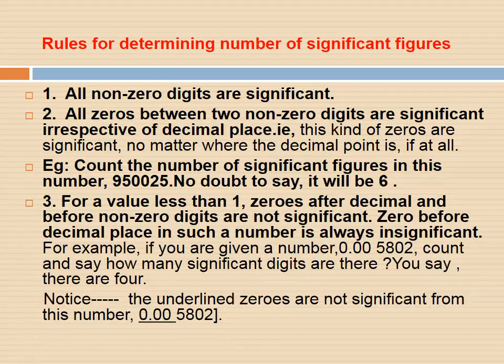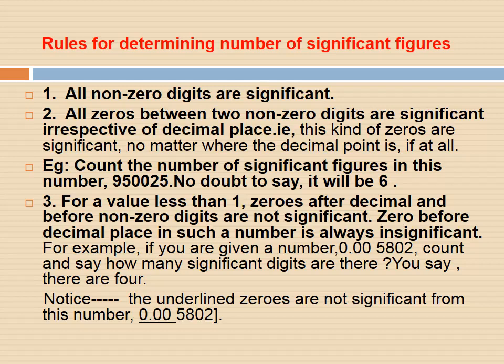Now, you are going to study the rules which are used for determining the number of significant figures. There are mainly 5 rules which are commonly useful. First rule is all non-zero digits are significant. Second one is all zeros between two non-zero digits are significant irrespective of the decimal place. That is, this kind of zeros are significant no matter where the decimal point is, if at all.